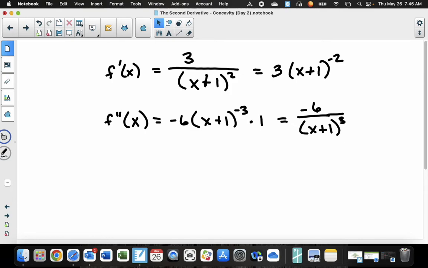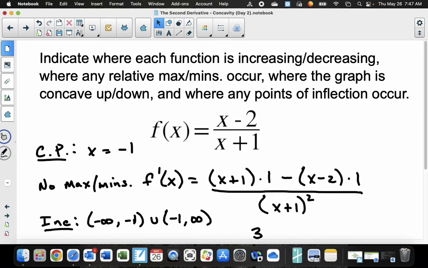And then again, same thing. If we kept going, if we set this equal to 0, we'll find our point of inflection, if we have one, which in this case, same reasoning as before. This fraction will never equal 0 because the numerator will never equal 0. So in this case, there is no point of inflection. But again, we still have to test our concavity using that same critical point. So we still have to use the negative 1.